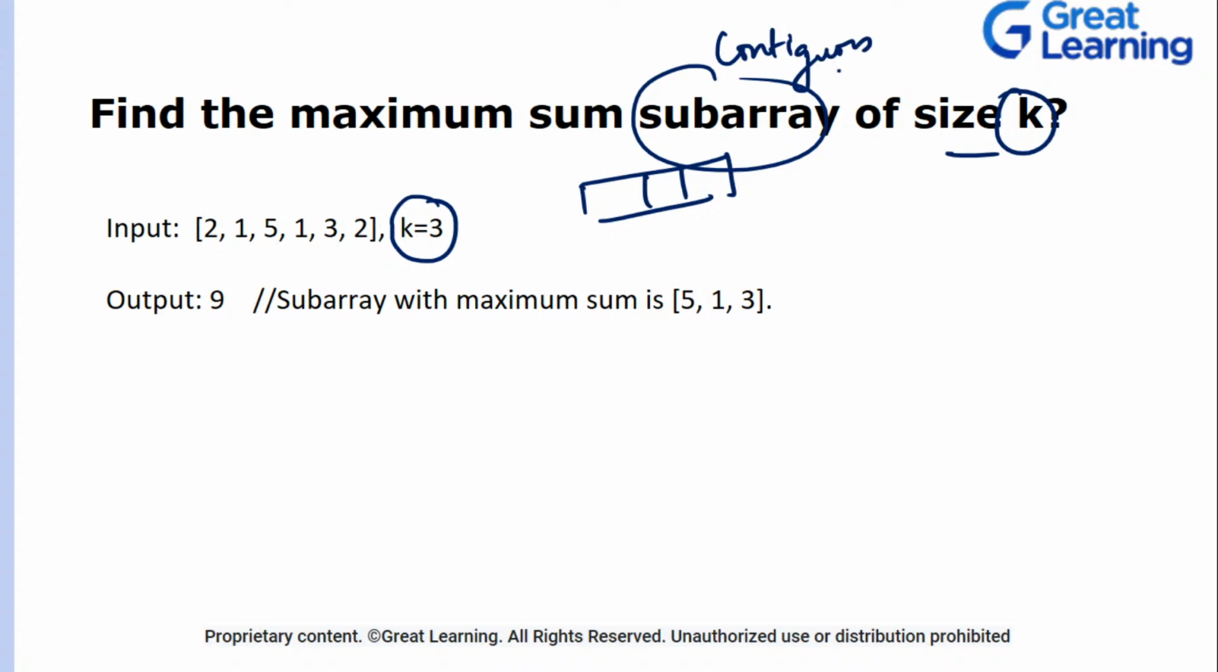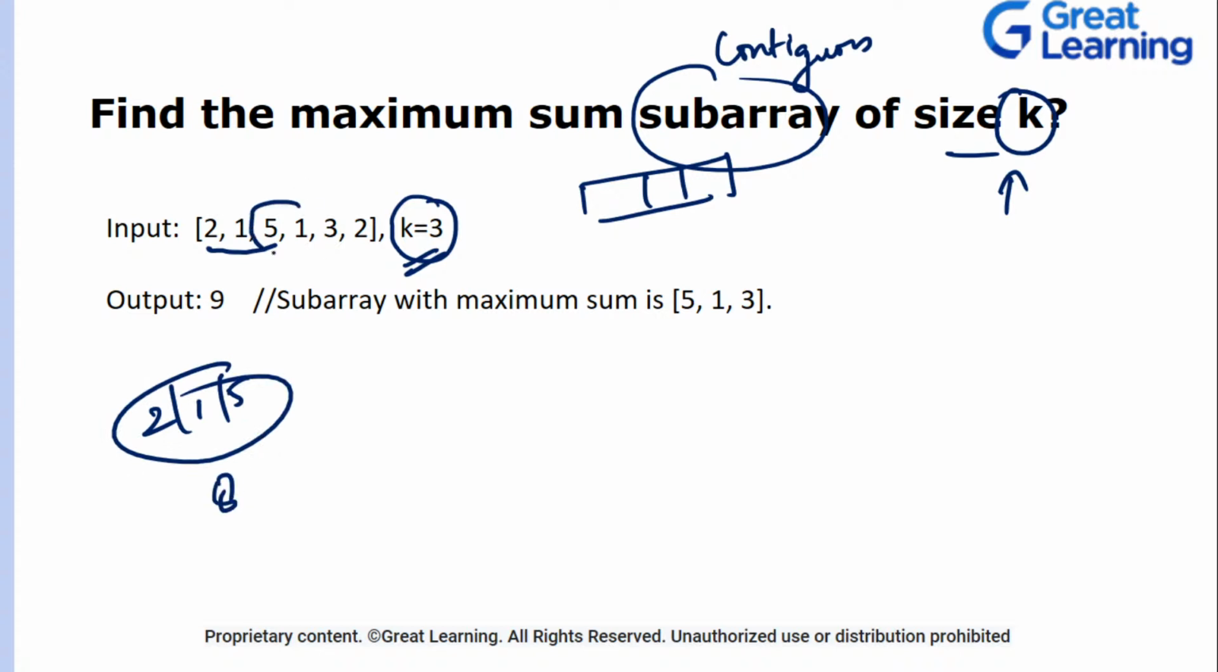Great. So now the maximum size that you can have is k. Now what is k? K means that the size is 3. So in this array, you have to find that subarray whose size is 3, and the sum of those numbers should be maximum. So if you talk about this 2, 1, 5, this is a subarray of size 3, but the sum is 8. This is a subarray of size 3, but the sum is 5 plus 1 plus 3, which is 9. So you need to find that subarray.